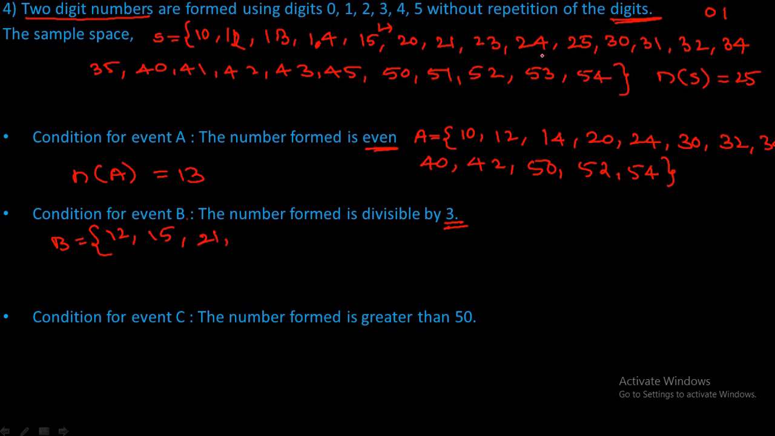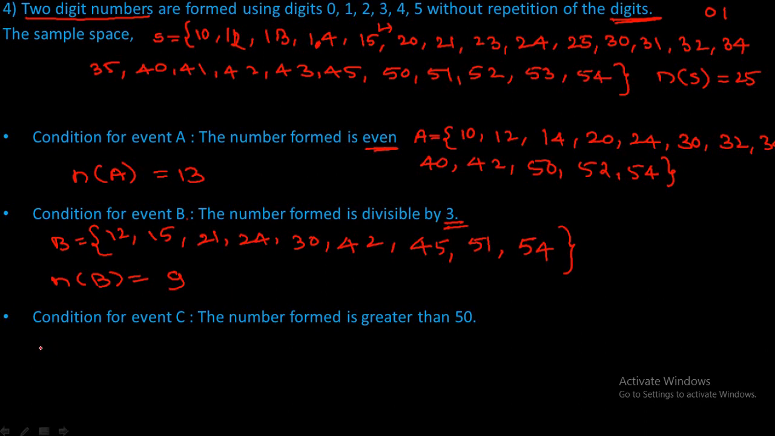23, 24 is divisible by 3. Next 25, 30 is divisible by 3. Next 32, 34, 35, 40, 41, 42 is divisible by 3. 45 is also divisible by 3. 51 is divisible by 3. 52 is not, 54 is also divisible by 3. So these are the numbers which are divisible by 3. So n of B is equal to how much? n of B: 1, 2, 3, 4, 5, 6, 7, 8, 9. So 9 is the n of B.